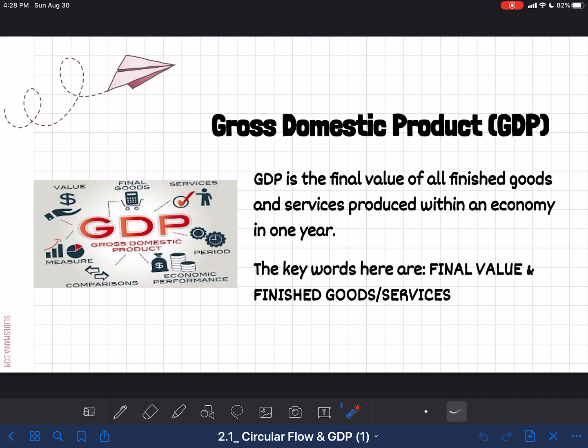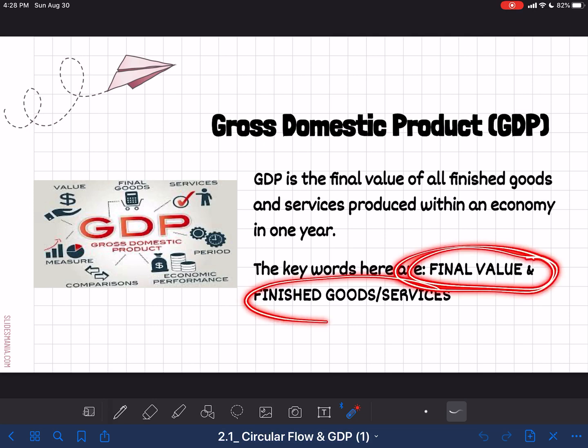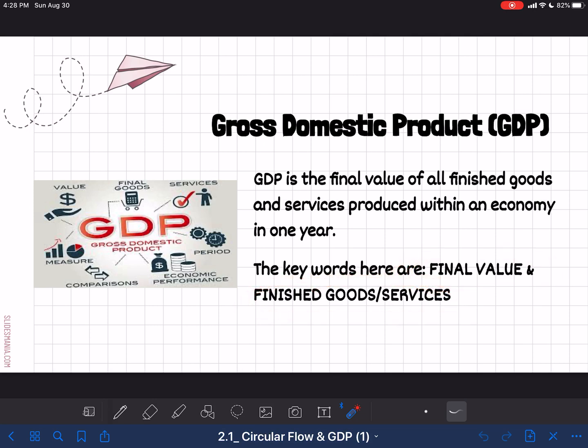So what exactly is gross domestic product? Well, it is the final value of all finished goods and services produced within an economy in 1 year. So the key words here are final value and finished goods and services. Those are the key words to gross domestic product. If it is not the final value and it is not a finished good or service, we do not count it in gross domestic product.